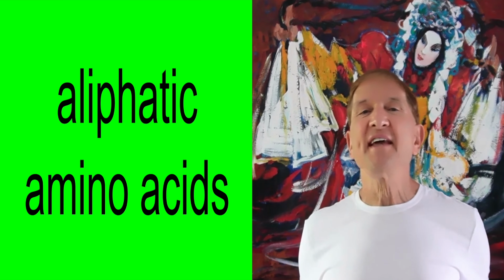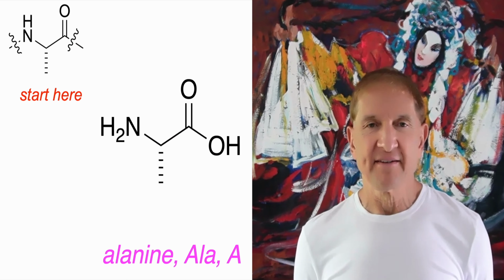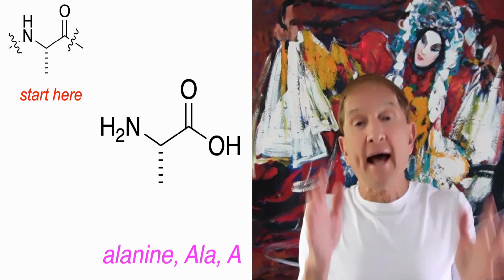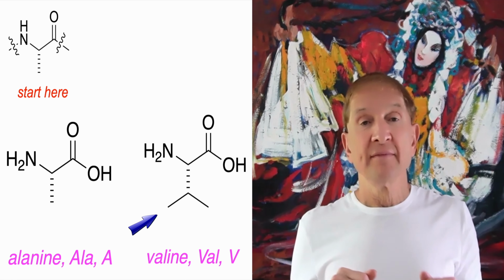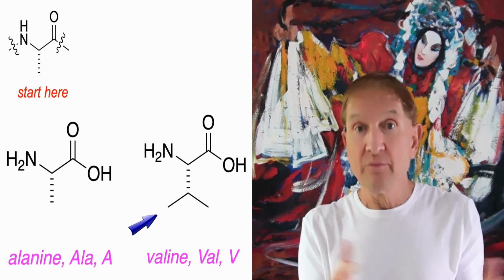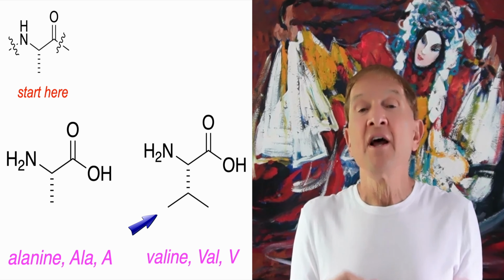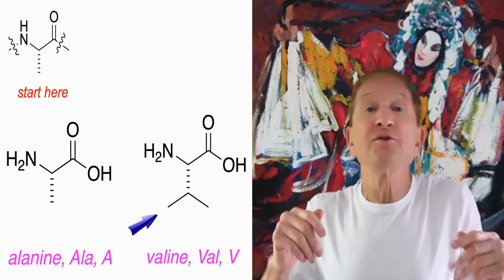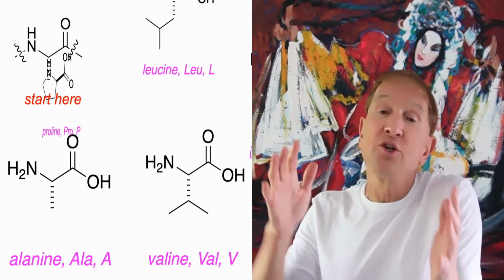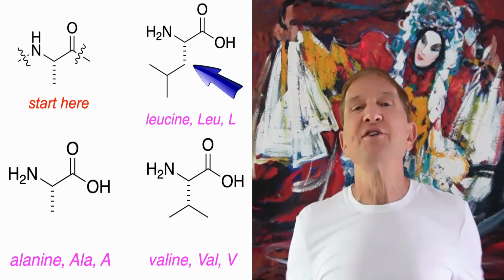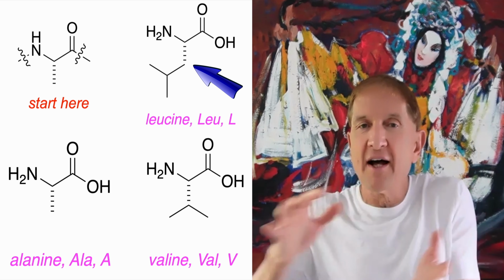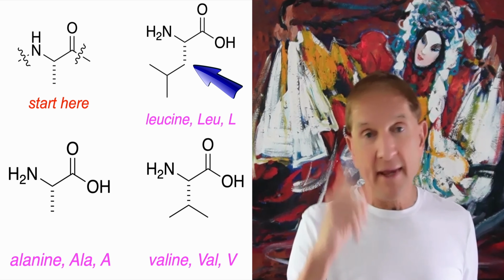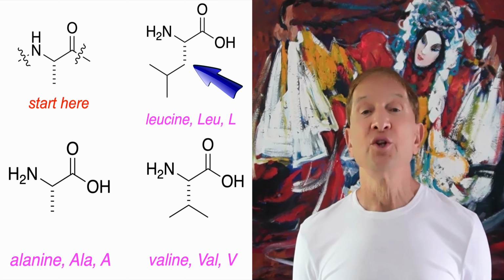Let's start with the aliphatic amino acids then. What's the difference between alanine and valine? Well, for alanine, we just have a methyl substituent. For valine, we have isopropyl. What's the difference between valine and leucine? One CH2 group. If we move the isopropyl down by one methylene, we get leucine.